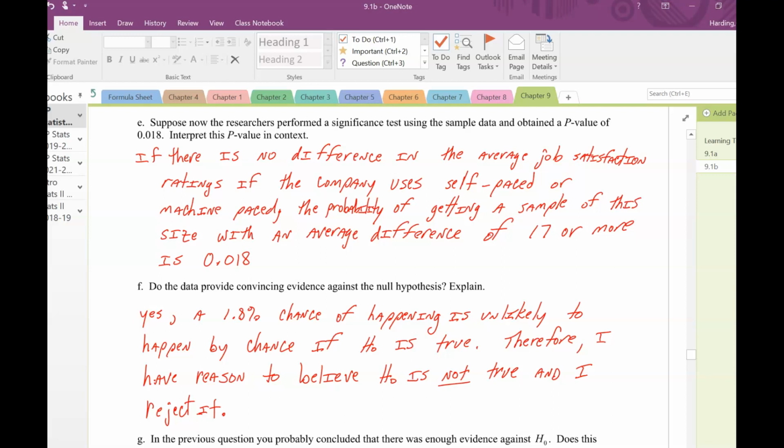So now is this evidence against the null hypothesis? Yes, in this case, 1.8% chance of something happening is pretty unlikely. So we have reason to believe that the null hypothesis is not true. We're not going to say definitively the null hypothesis is false. We just have evidence to lead us to think that the null hypothesis is not true. And we're going to reject the null hypothesis.